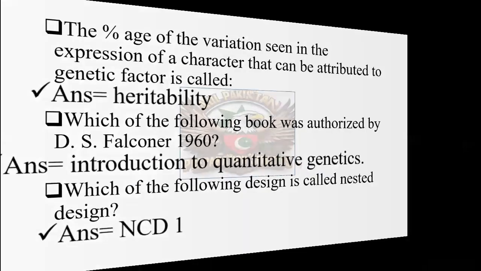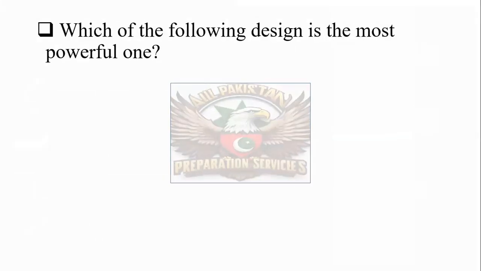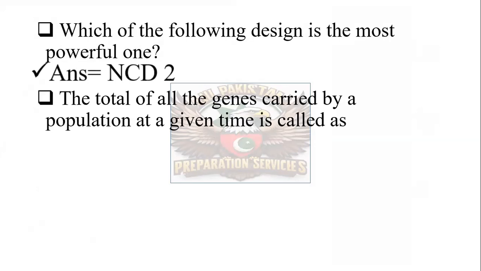Next question, which of the following designs is the most powerful one? The most powerful design is NCD2. NCD2 is the most powerful design. The total of all the genes carried by a population at a given time is called gene pool.